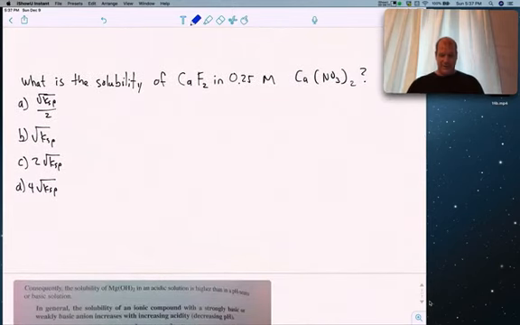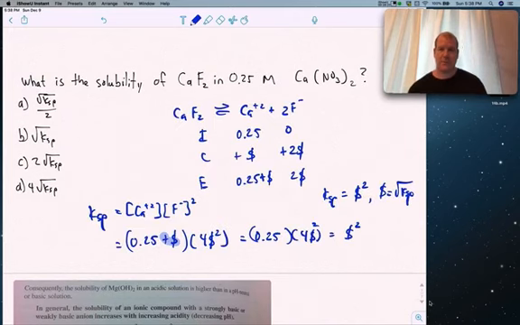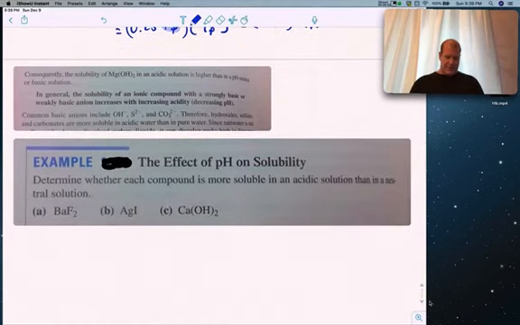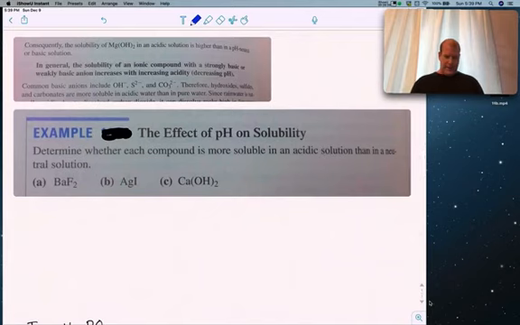So why don't you try this for calcium fluoride? Hopefully you're seeing that you can manipulate it this way and not even need a calculator. You could go through and calculate it out. I was hoping you would do it symbolically like that. And in general, the solubility of a compound with a strong base or weakly basic anion increases with increasing acidity.